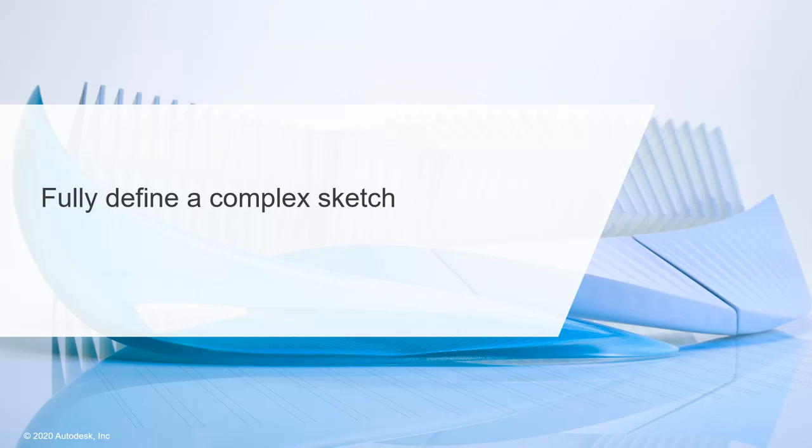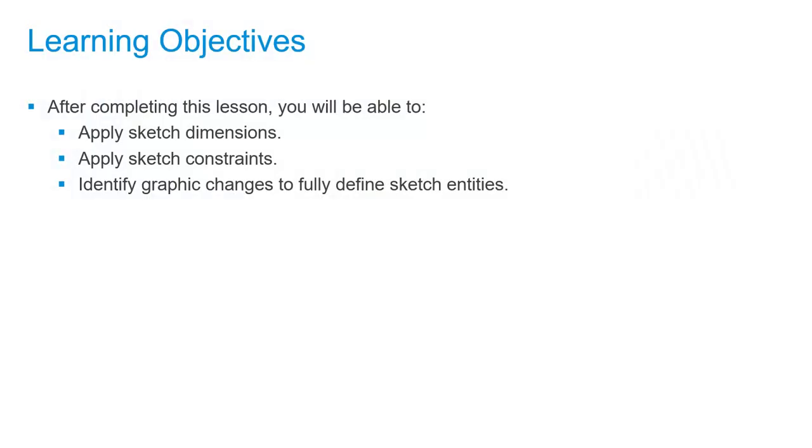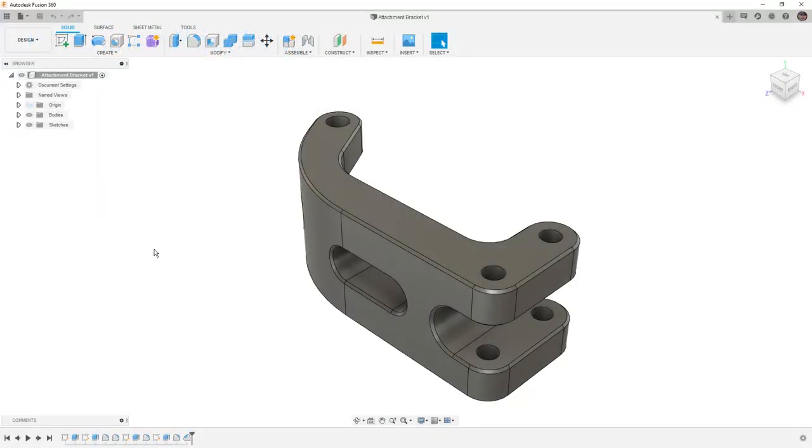In this lesson, we're going to fully define a complex sketch. After completing this lesson, you'll be able to apply sketch dimensions, apply sketch constraints, and identify graphic changes to fully define sketch entities. In Fusion 360, we're going to work with the supplied dataset attachment bracket.